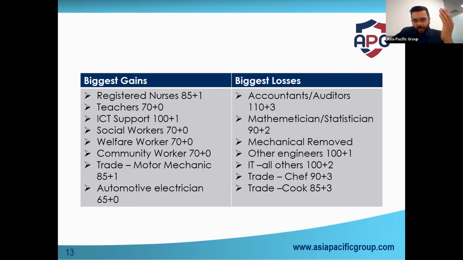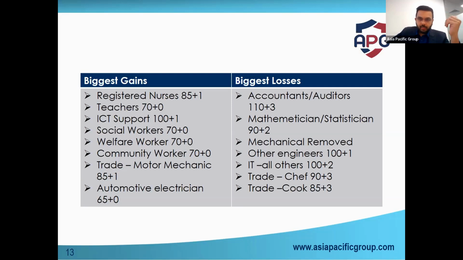Accountant auditors, expected 3 years experience required, so we don't really hope that much is going to come out of it, because very few people are at that certain level. Mathematician, statisticians 90 plus 2, which is again a big problem. Last year they were getting invited with only 85 points, and that was it. No experience required. Now they do need 2 years experience.